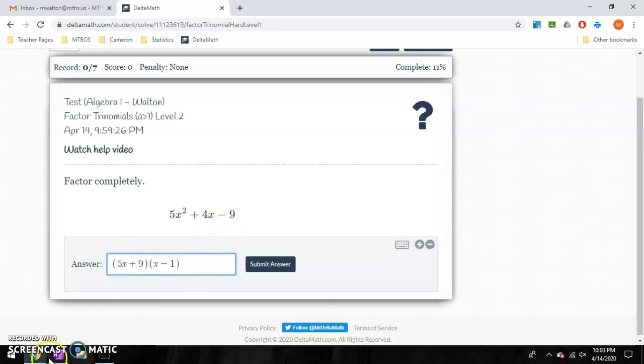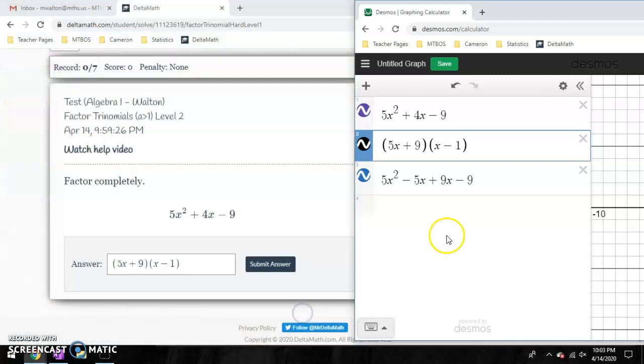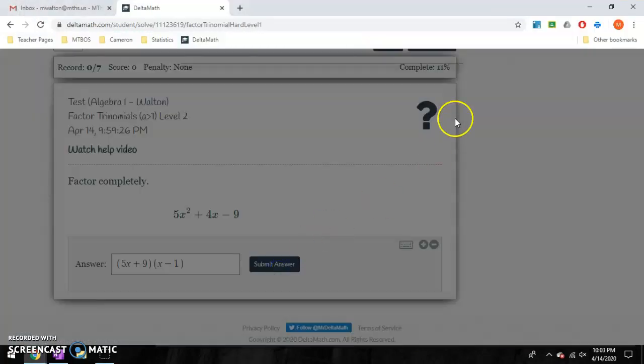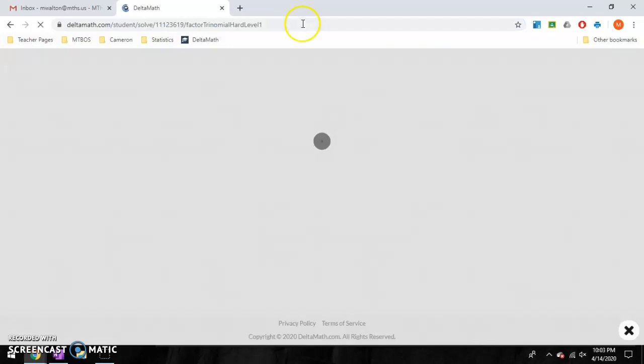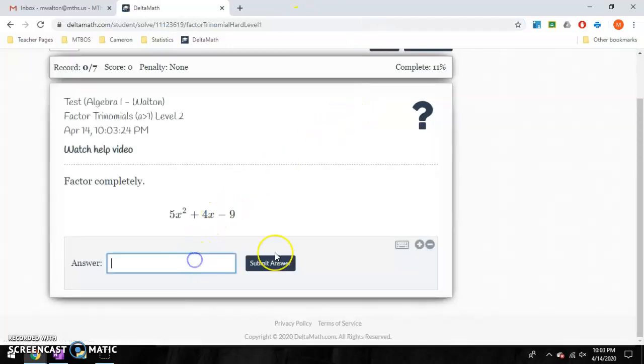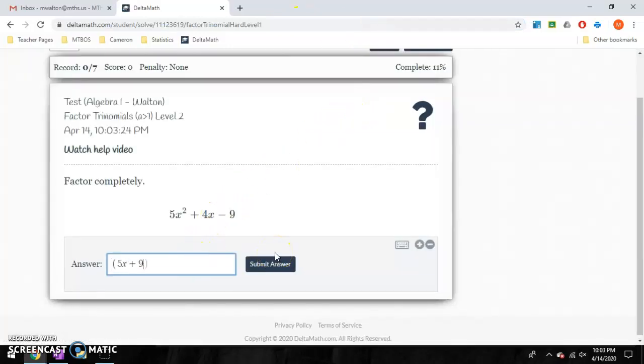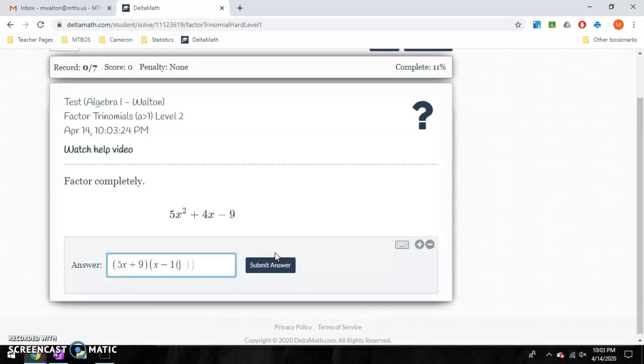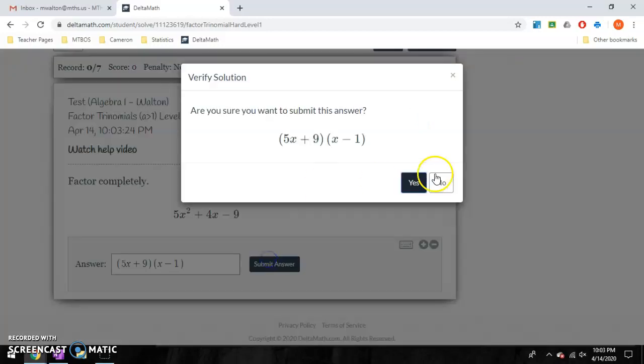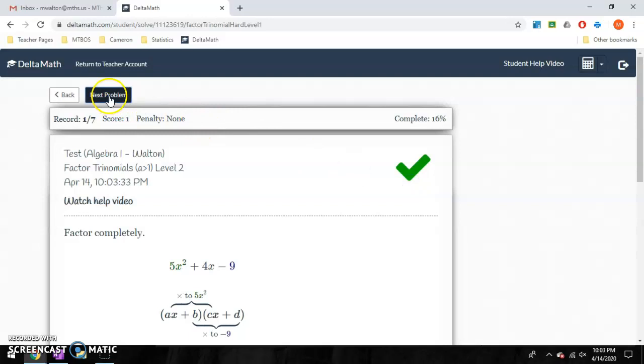Let me double check, make sure I plug that in right. Copy down the right thing. Yep, that should be good. All right, let me type that in again real quick just to see if we're good there. Oops, submit answer. Yes, and we're good.